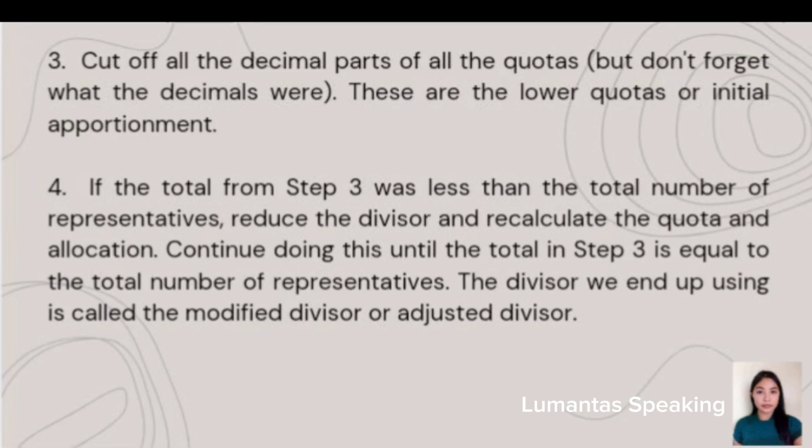By continuing this adjustment and recalculation process, we eventually derive a new divisor, referred to as the modified divisor or adjusted divisor. This adjusted divisor leads to a recalibrated set of quotas that will now equal the exact number of representatives required. So the iterative nature of this step ensures that the allocation remains fair while still adhering to the constraints of a fixed number of representatives.